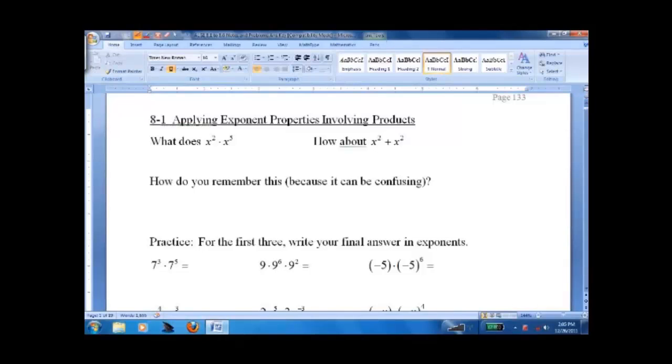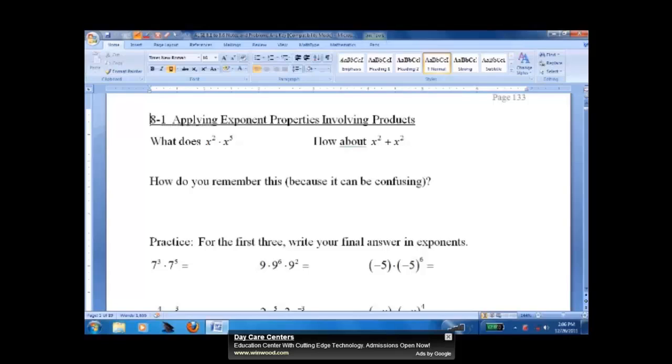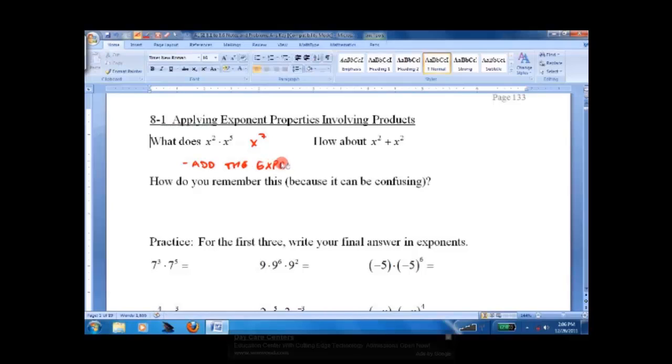Lesson 8.1, applying exponent properties involving products. There's actually a great deal in this lesson, so take careful notes and make sure you understand what you're doing. So what is x squared times x to the fifth equal? Well, that's x to the seventh. When we're multiplying, we add exponents.